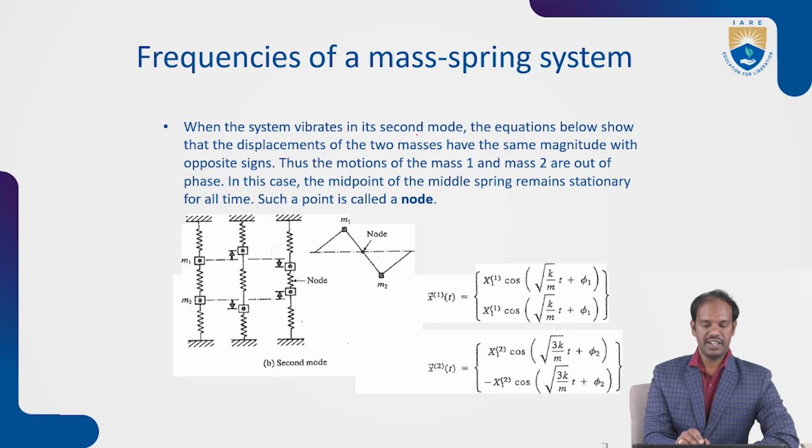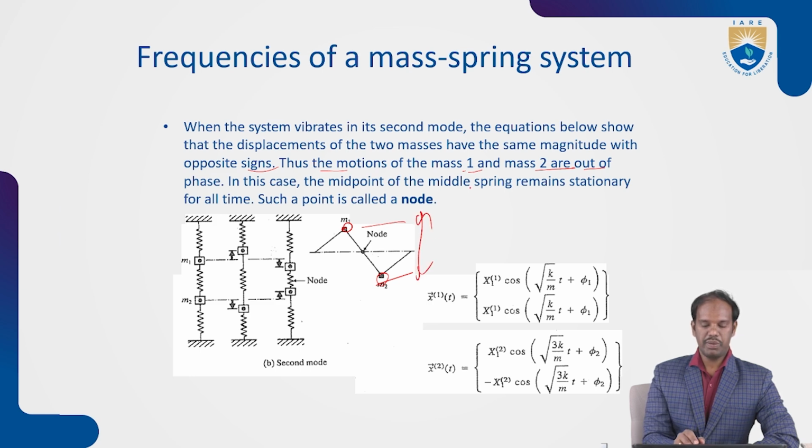When it comes to the second mode of vibration, the equation below shows the displacements of these two masses have the same magnitude with opposite signs. So here mass 1 and mass 2 are minus 1, minus 2. The displacements of these two masses have the same magnitude with opposite signs. Thus the motion of mass 1 and mass 2 are out of phase.